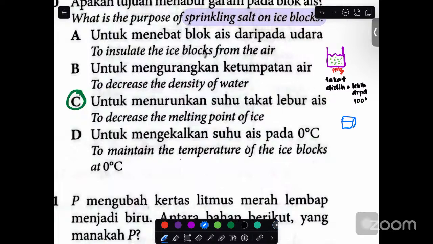Teacher, takat lebur pula. The freezing point. So, ice is normally 0 Celsius. Kalau in case teacher put in the salt, right? Contohnya teacher letak salt kan? Then takat ni akan turun. Dia akan menjadi negatif. Okay? Faham?